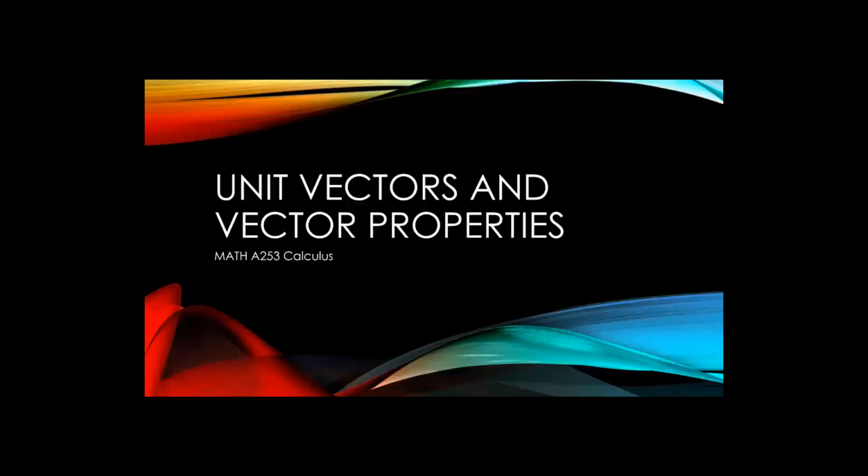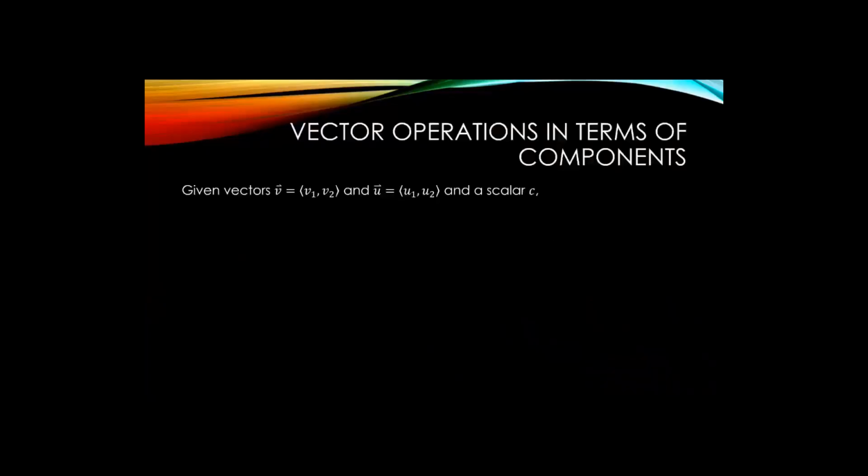In this video, I want to look at unit vectors and general vector properties. If I'm given vectors v equal to the vector described by the components v sub 1, v sub 2, and the vector u described by the components u sub 1, u sub 2, and I'm given a scalar c, then vector addition can be expressed as the vector v plus the vector u will be equal to a vector that has the components v sub 1 plus u sub 1 and v sub 2 plus u sub 2.